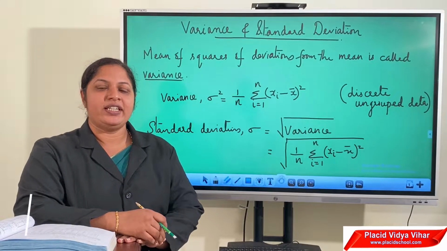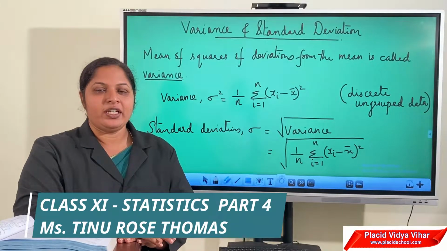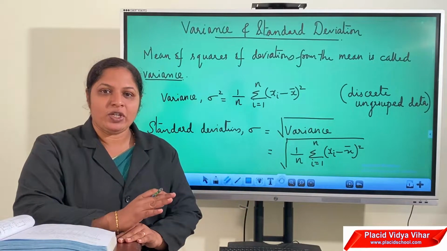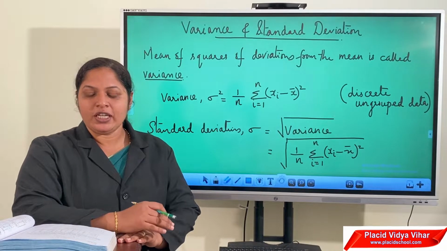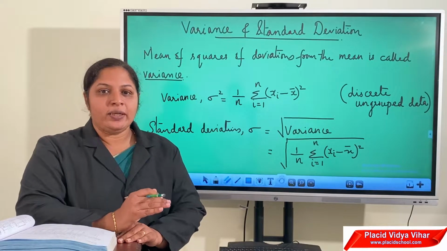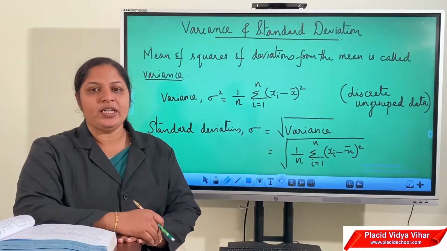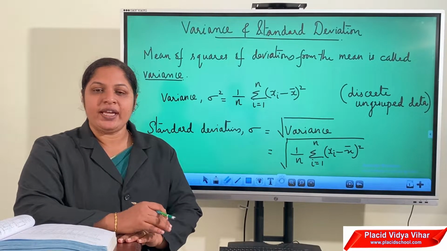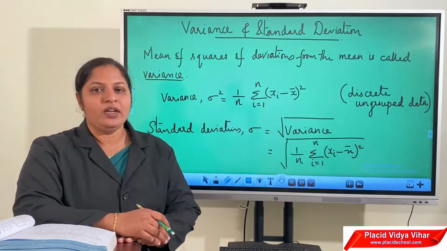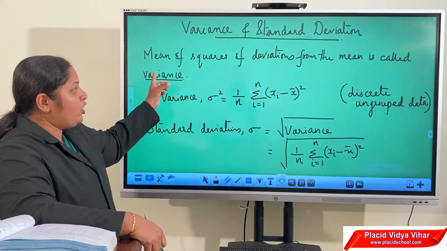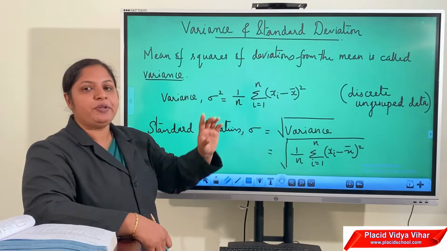Dear children, in the last session we learned about a measure of dispersion, which is mean deviation, about the mean and median. Now we are going to learn another important measure of dispersion in this session, that is standard deviation and variance. Variance is defined as the mean of squares of deviation from the mean.